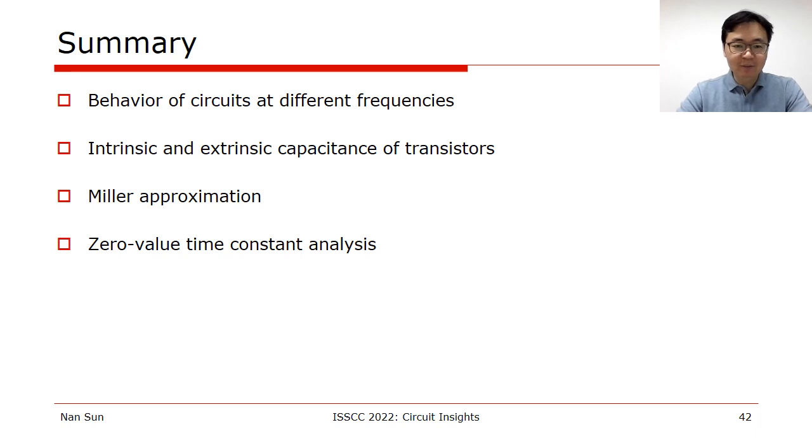So now let's make a summary. In this talk, we looked at the frequency behavior of circuits. For resistors, the behavior does not depend on frequency. But for capacitors, the impedance varies with frequency. And for MOSFETs, we looked at both intrinsic and extrinsic capacitances. We have also explained two techniques to analyze the frequency response of circuits. One is a simpler one, the Miller approximation, and the other is more general, the zero-value time constant analysis.